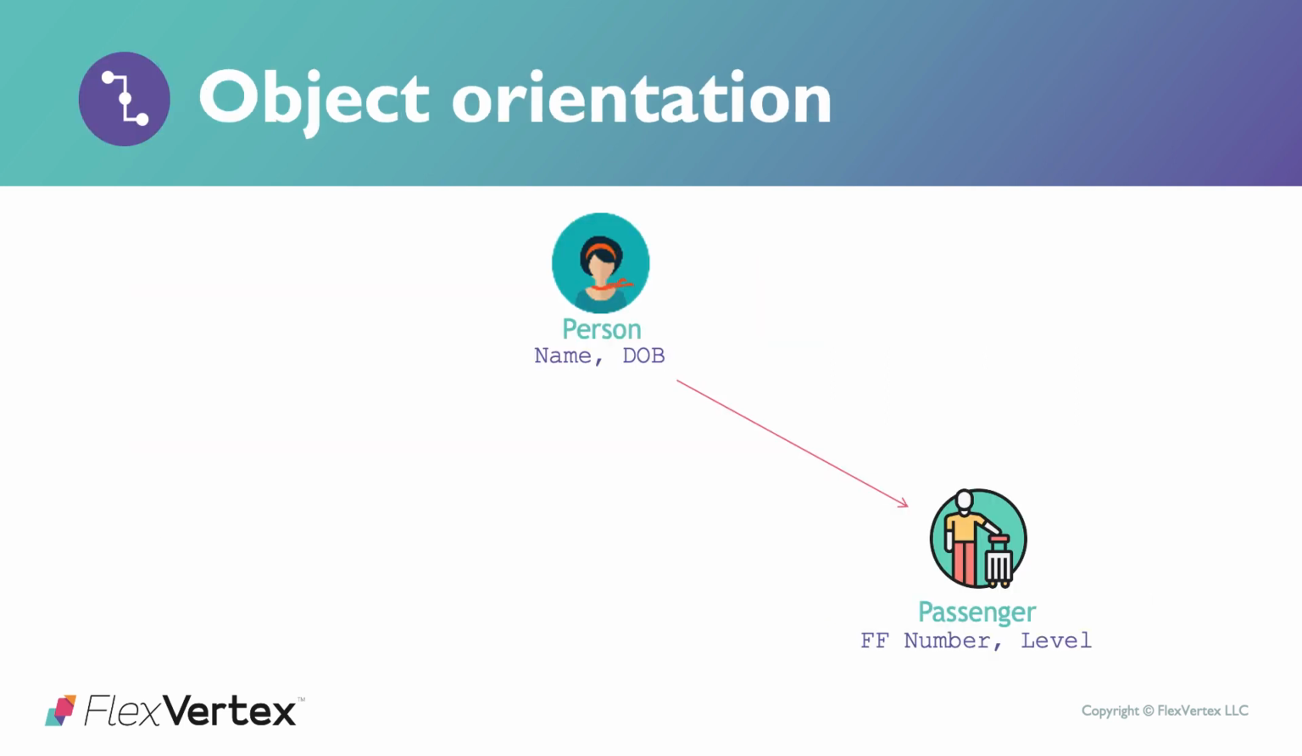Object orientation helps remove the impedance mismatch between your application code and your data storage technology. In this example, notice that we've created a base class for person and assigned some properties to it. We've then derived a passenger class from person, with 2 new properties. We're now able to query on the person class, which will show us all persons and passengers. On the other hand, we may elect to just run a query against the passenger class, which won't show us any objects of base class person.